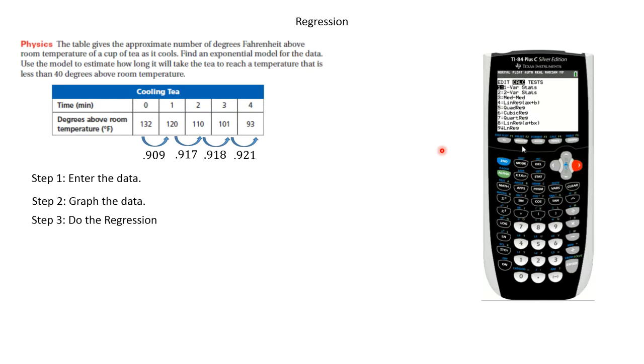This is where all the regressions are. We've already done linear regression and quadratic regression. Tomorrow we're doing cubic and quartic regression. We get another linear regression. It's the same as the first one.